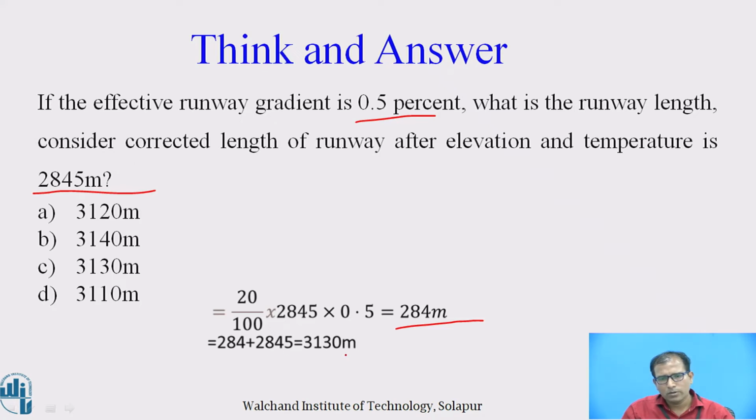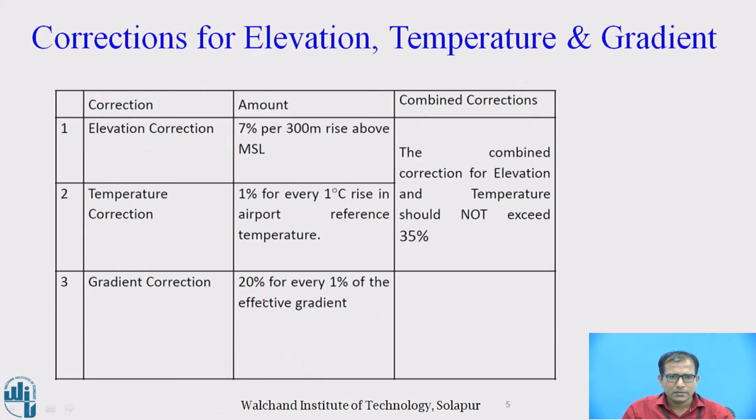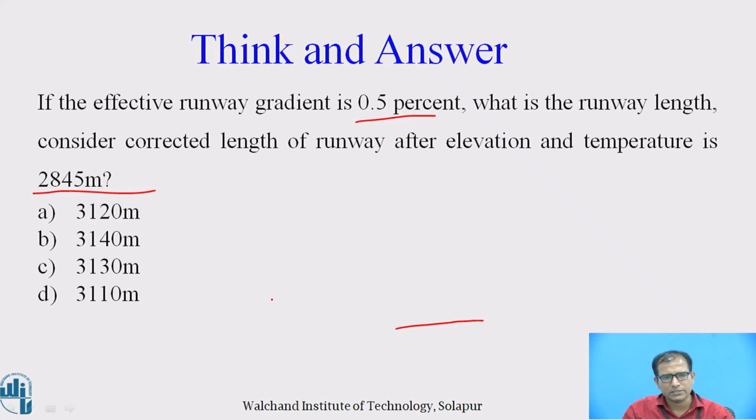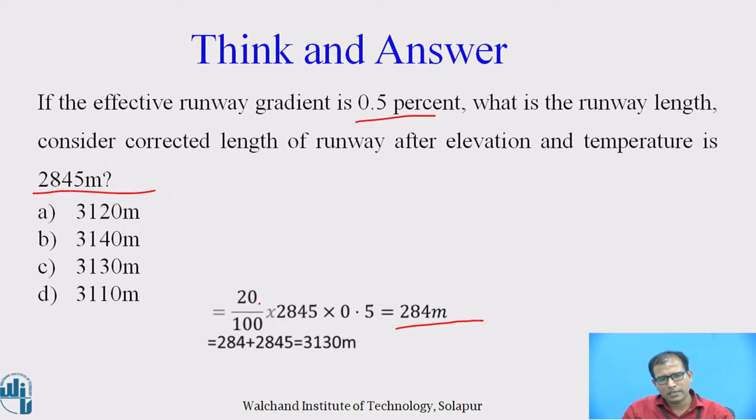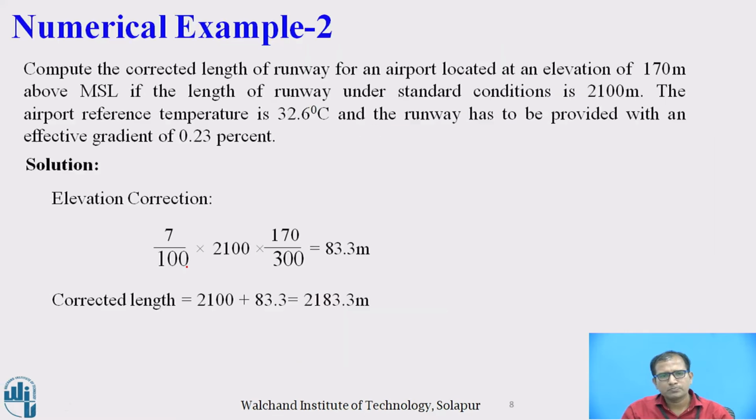That comes to 3130 meter. We already know from the previous slide that this is 20% for every 1% of the effective gradient. So for 0.5%, how much is that in that case? 20% multiplied by 0.5 into the original basic runway length of 2845 comes to 284 meter. Add this 284 meter to the basic runway length, and that comes to 3130. So option number C is the correct option.